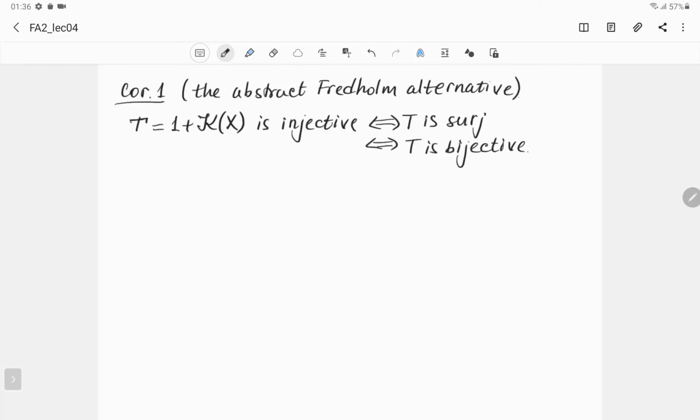Well, indeed, this is an immediate corollary of the Riesz theorem, because we know that this operator is a Fredholm operator of index 0. And since the index is 0, we see that the kernel is trivial if and only if the co-kernel is trivial. That is, the injectivity is equivalent to the surjectivity.